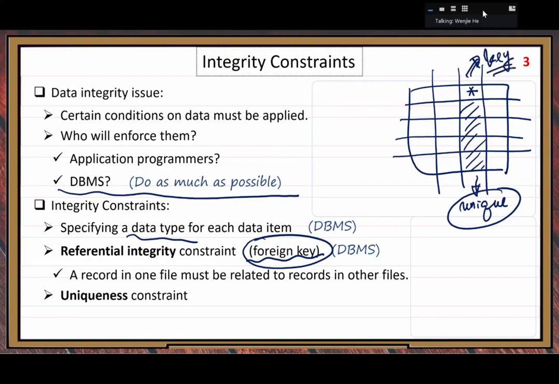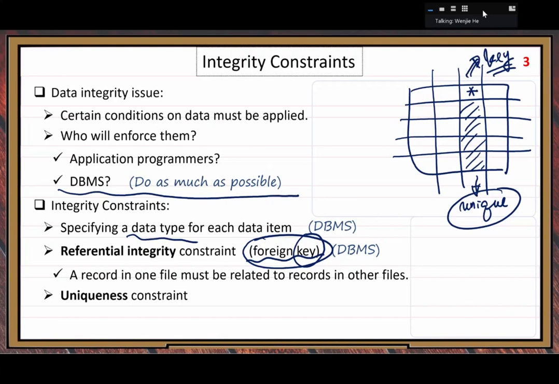Because here you see that foreign key, right? You see that key, foreign key. What's the meaning of key? So here, you know this key. But this foreign key has a different meaning.